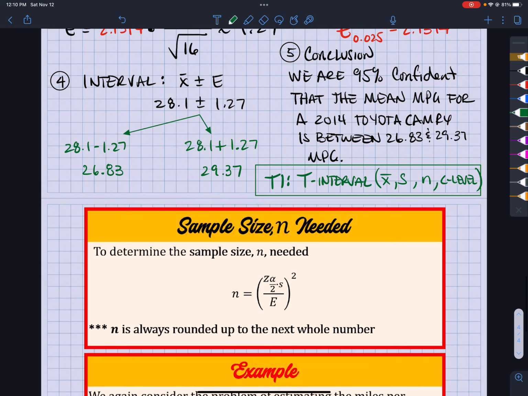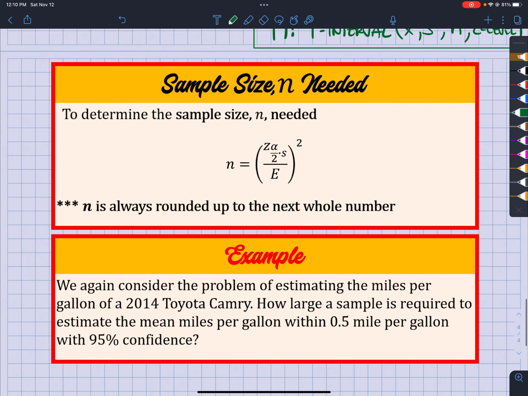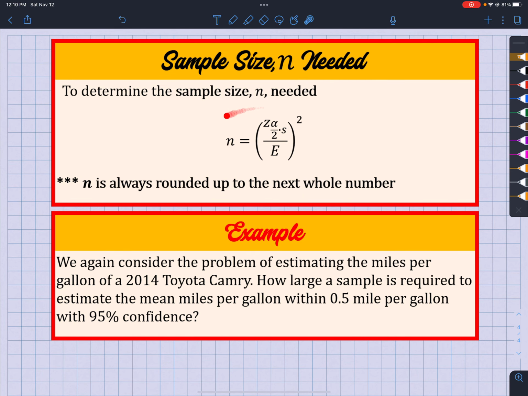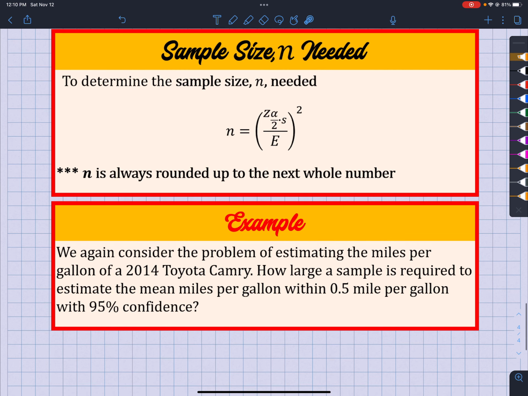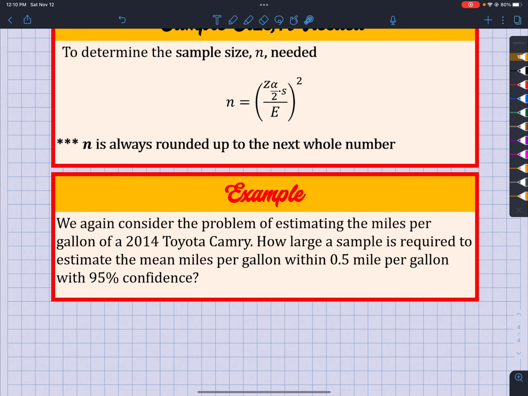All right, next, in case we need to find sample size, the nice part about this one is there is only one equation, okay? And don't forget, when we're looking for sample size, we always round up to the next whole number. So we again consider the problem of estimating miles per gallon of a 2014 Toyota Camry. How large a sample is required to estimate the mean miles per gallon within 0.5 miles per gallon with 95% confidence, okay?